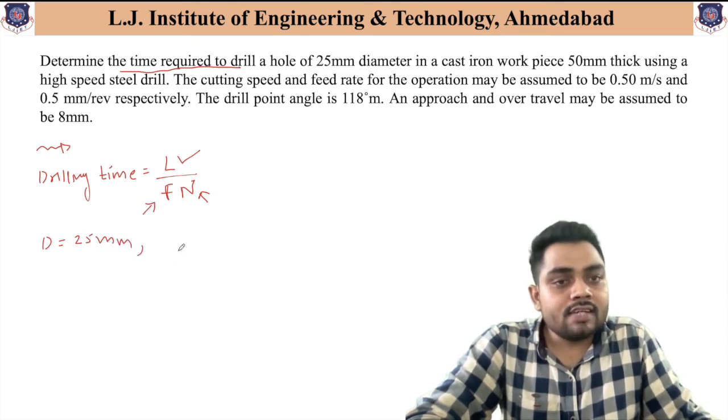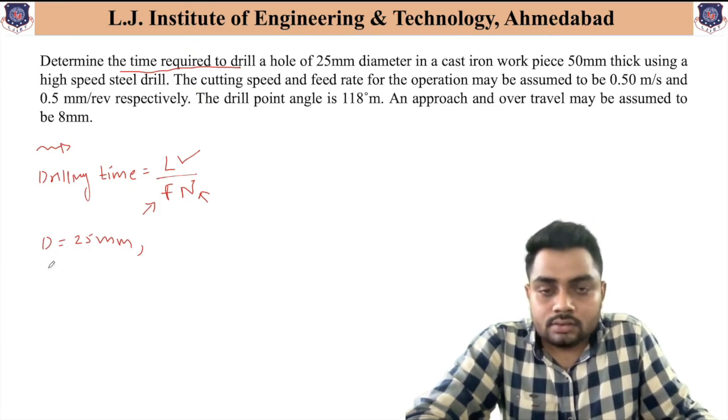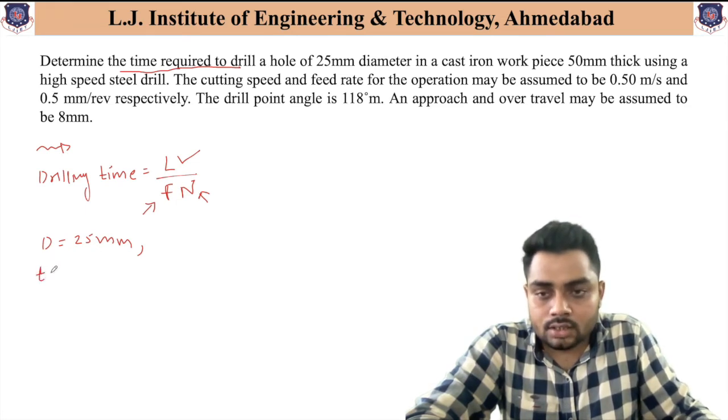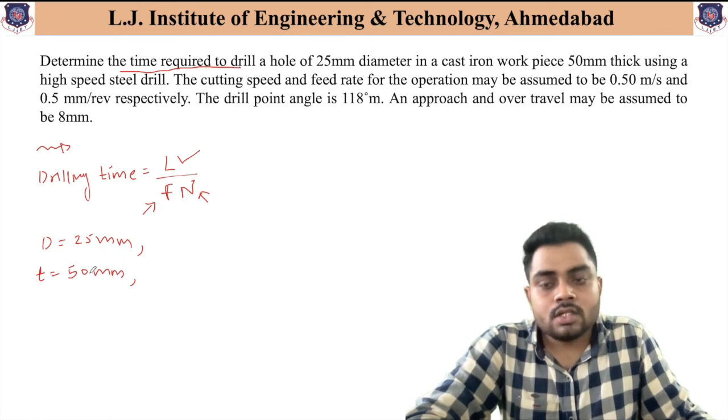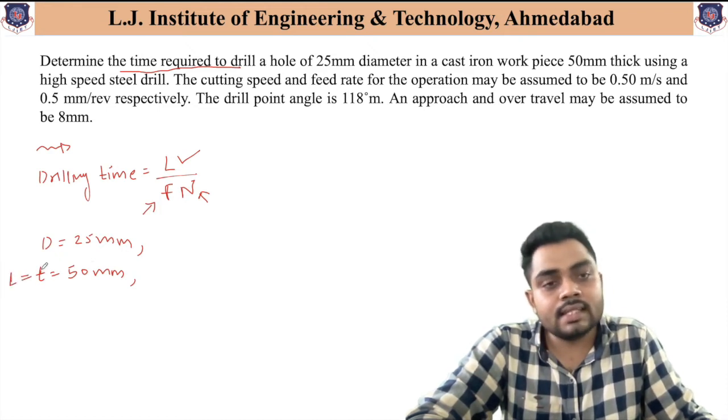And in a cast iron workpiece of 50 mm thick using a high speed steel drill. So the depth that we need to machine, that is the 50 mm, the thickness. So the length traveled by the drilling tool on the workpiece, that is the L or T. You can indicate it as the L or maybe the thickness.